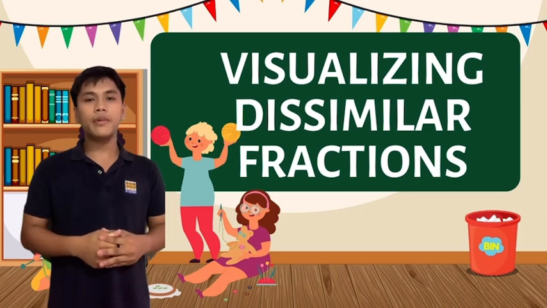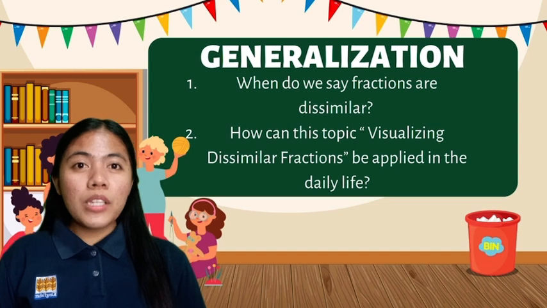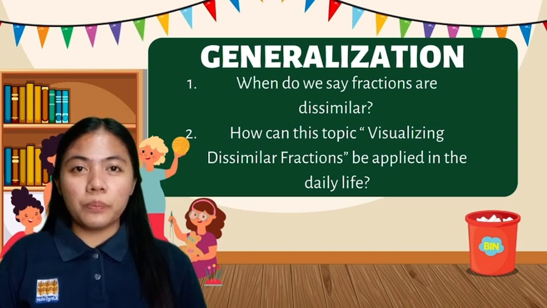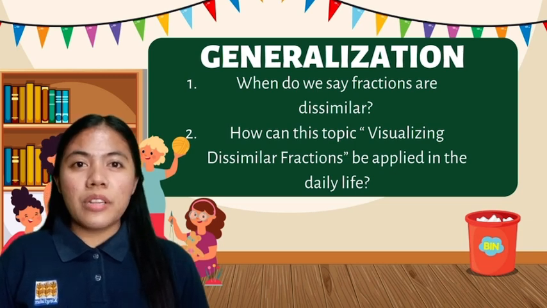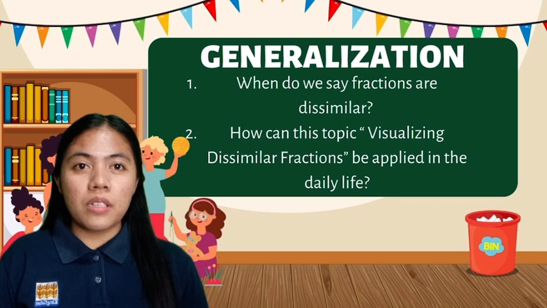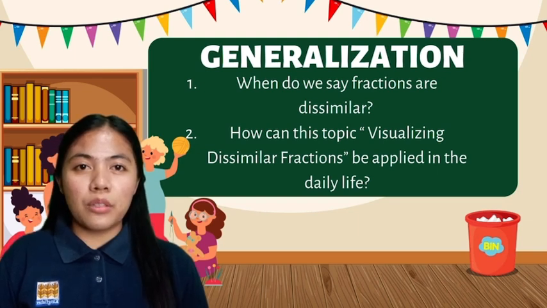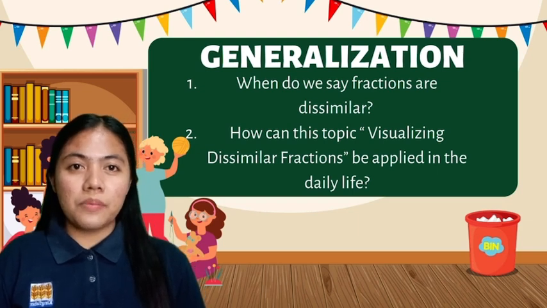That concludes our discussion. Let's have a few recaps. First, when do we say fractions are dissimilar? Dissimilar fractions have different denominators, which makes them difficult to compare directly. Using fraction bars, number lines, and finding a common denominator helps us determine which fraction is larger or smaller. Understanding these methods allows us to compare fractions accurately in different situations. Fractions are dissimilar if they have different denominators.